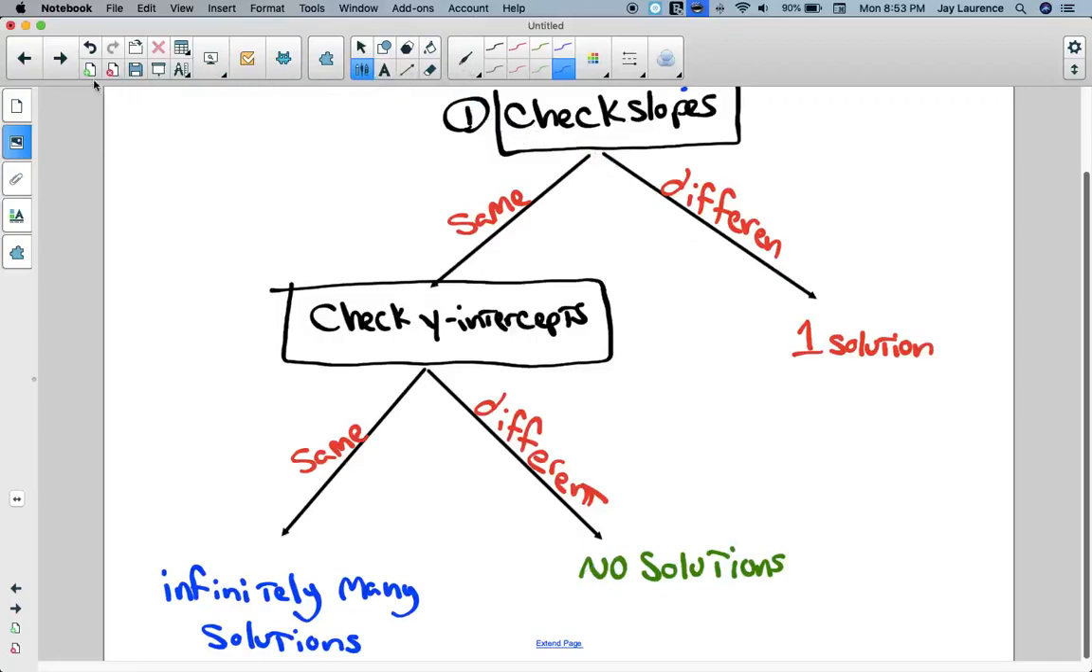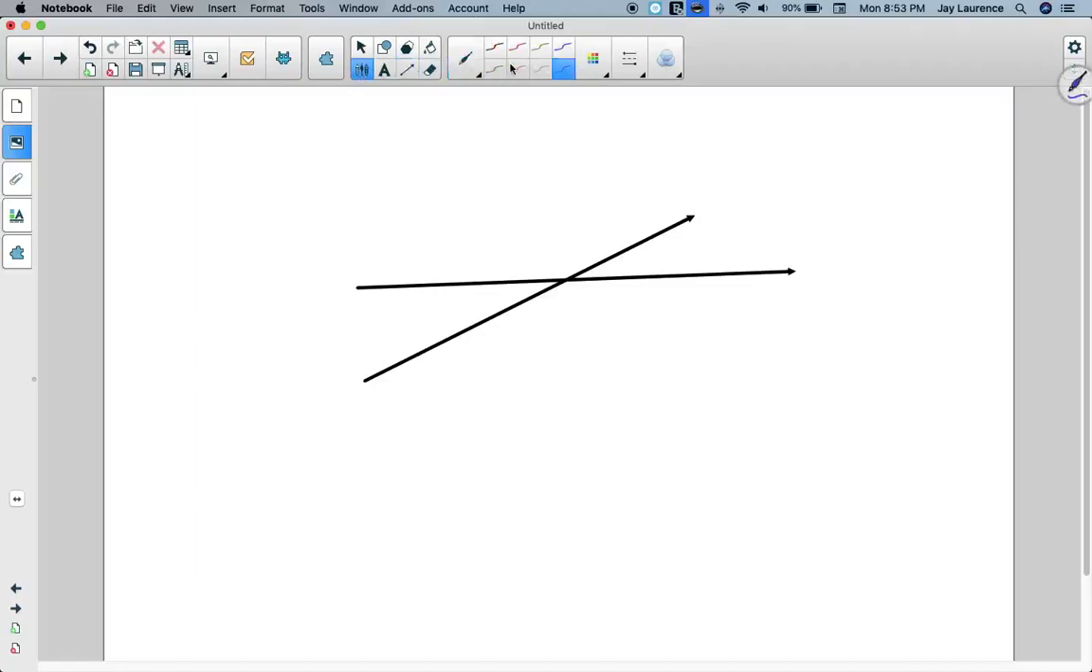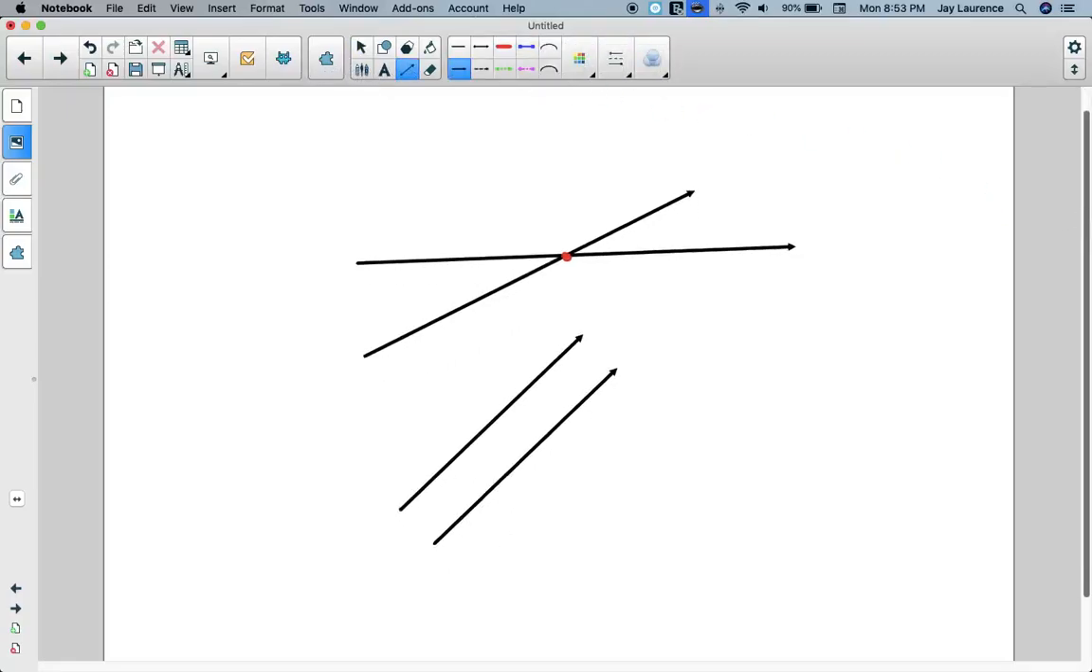So to give you a little visual, for the first one, one solution, you might have two lines doing something like this. And there's that one solution at whatever that point is, and we can use one of our methods to solve it. Now, if the slopes are the same and the y-intercepts are different, then we have this situation where the lines are indeed parallel, just like that. How many times are they going to intersect? Well, they're never going to intersect. So this one here is one solution. This is 0 solutions.